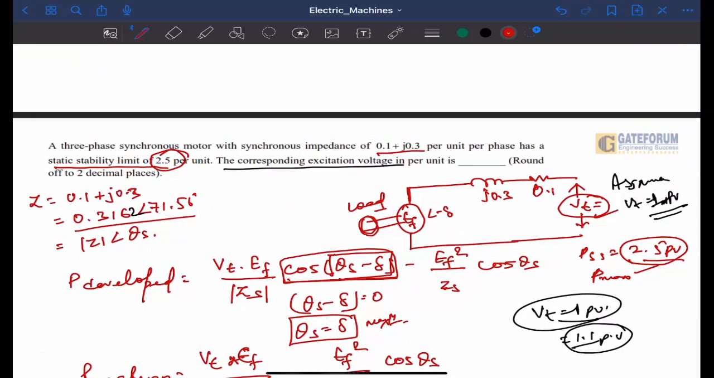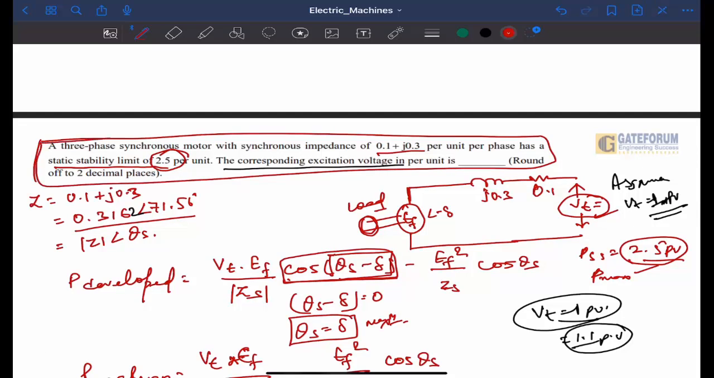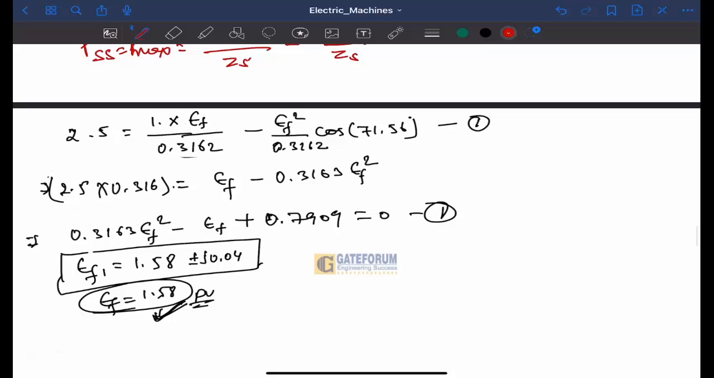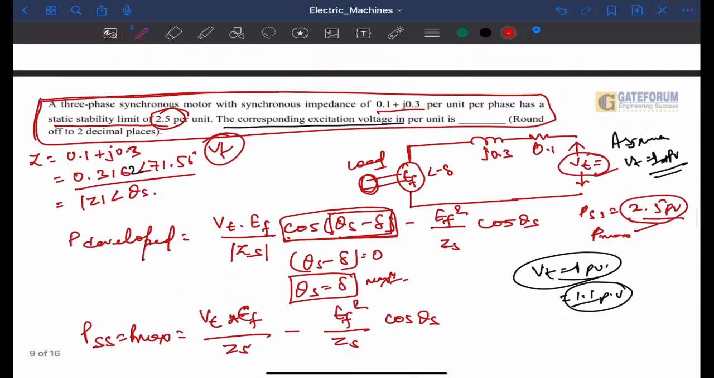Yeah, one question from the electrical machine was having a problem since they have not given the terminal voltage. Without knowing the terminal voltage we cannot find the excitation voltage. Okay, still if we assume that it is 1 pu, then it will be around 1.58 pu.